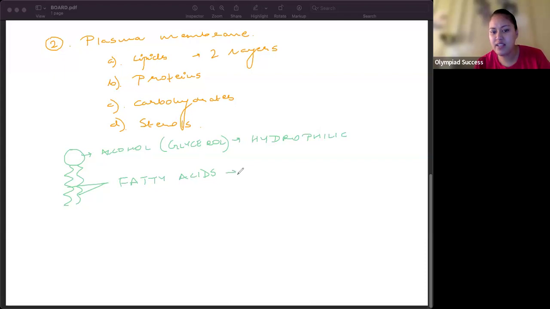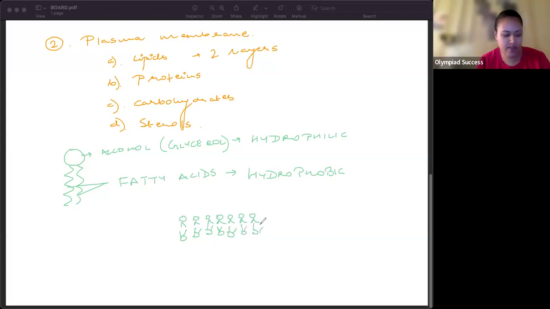Fatty acid, on the other hand, oils and all fats, they are hydrophobic. They don't mix with water easily, right? So the tails are hydrophobic. Phobic means they are scared of water. They'll not mix in water. So the lipid bilayer is arranged in this manner. The heads are towards the outside and the tails are towards the inside. This is how the lipid bilayer is arranged.